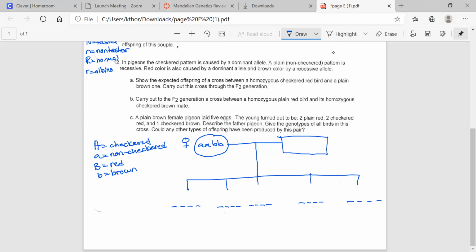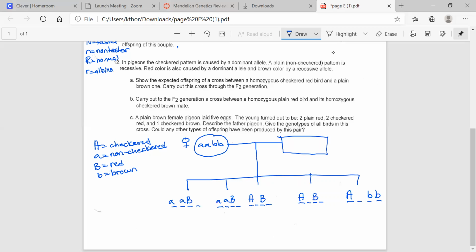If it's plain, then it's going to be recessive, recessive. And if they're red, they at least have 1 dominant allele. So 2 turned out to be plain in red. 2 were checkered in red, so we know they at least have 1 of each dominant allele if they're checkered in red. And 1 is checkered in brown, so it has that 1 dominant allele and 2 recessive.